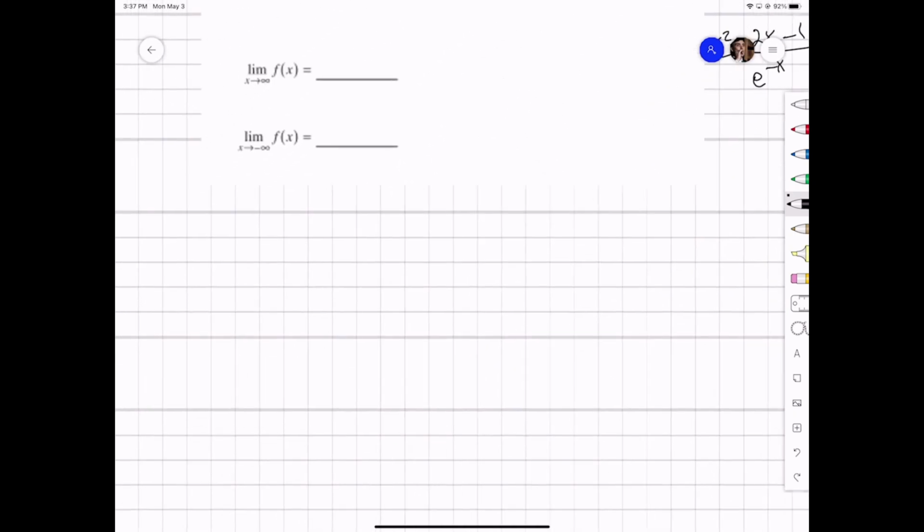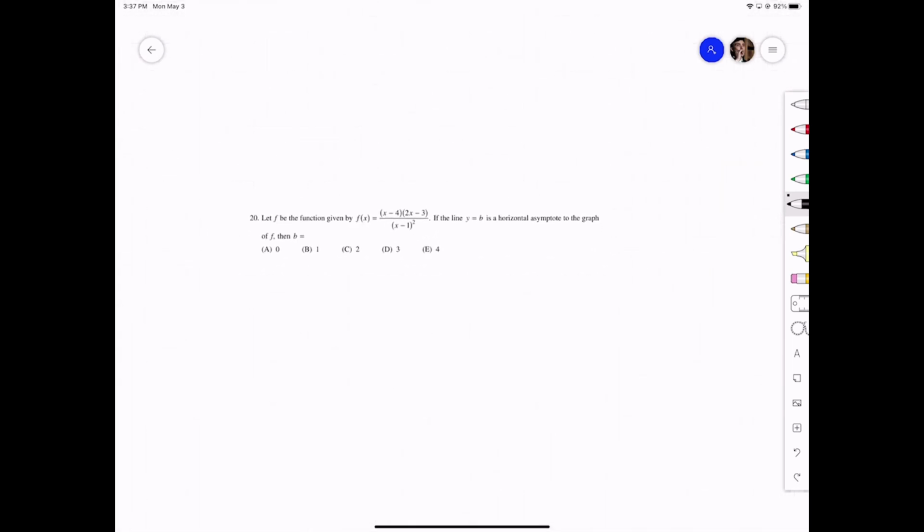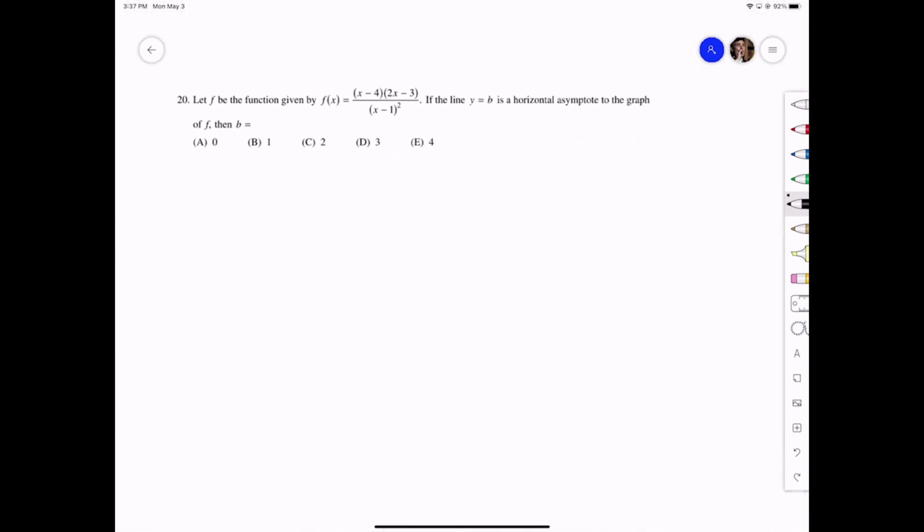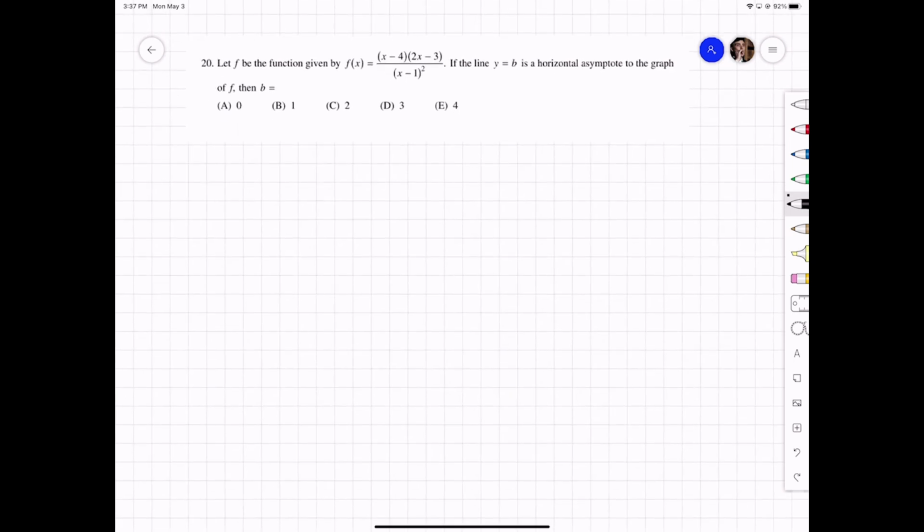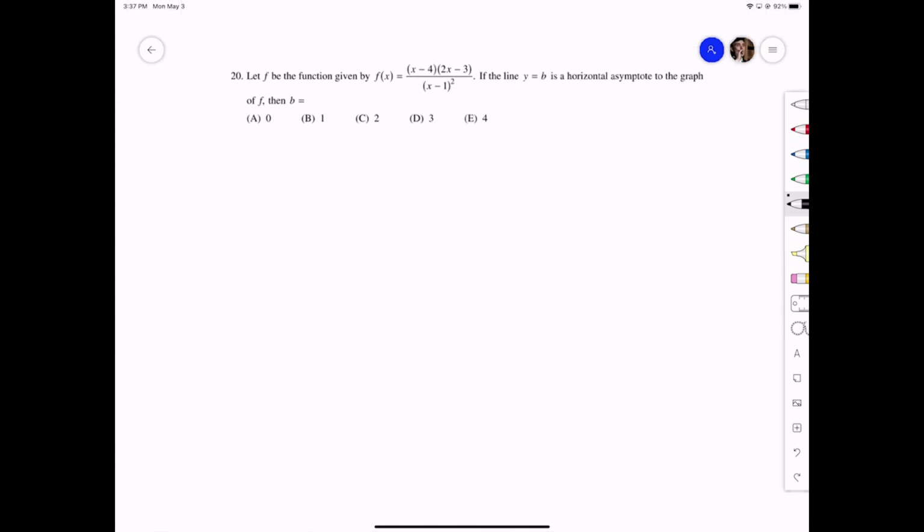We just did that one, and then this one. So let f be the function given by f of x equals that. If the line y equals b is a horizontal asymptote to the graph, then b equals. Okay. So the horizontal asymptote is the limit as x approaches infinity of that function.